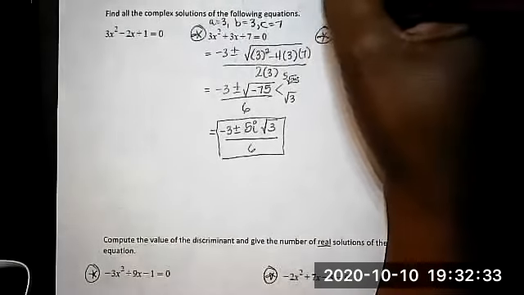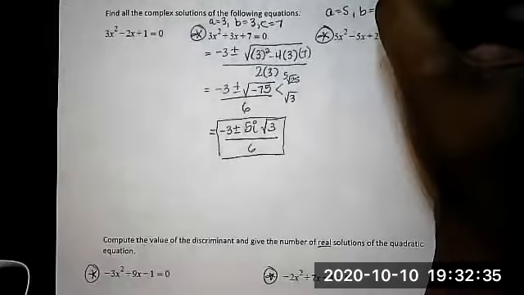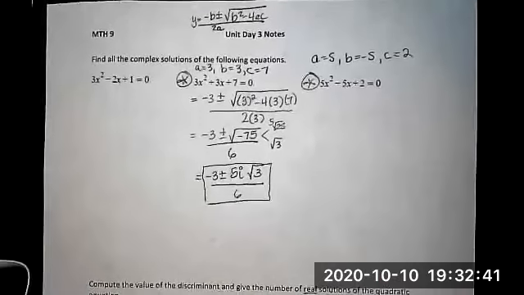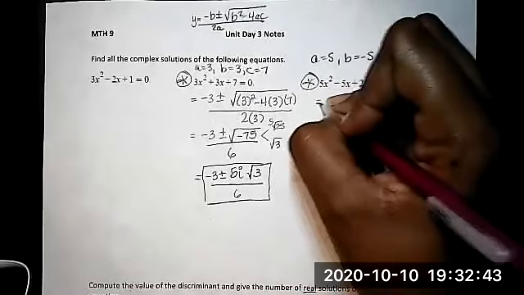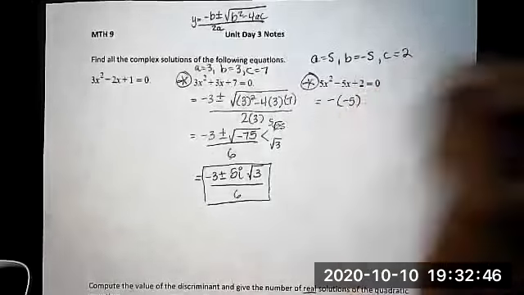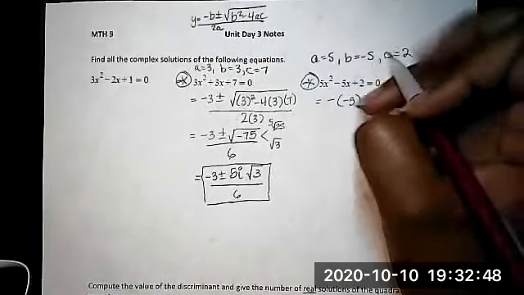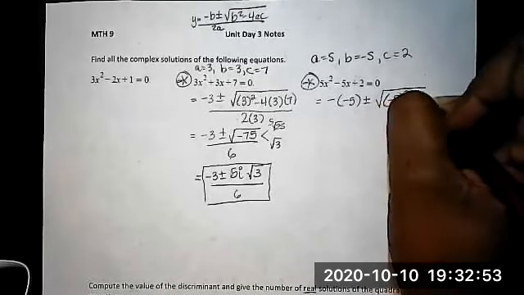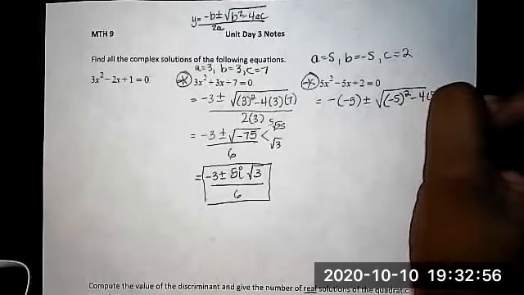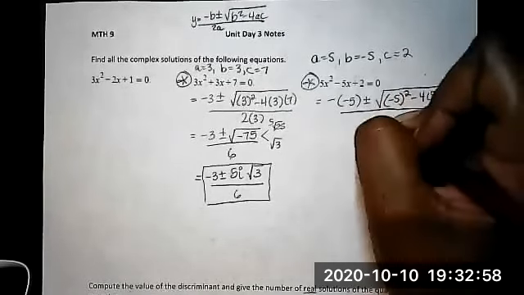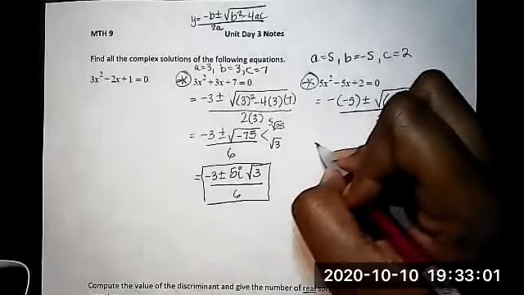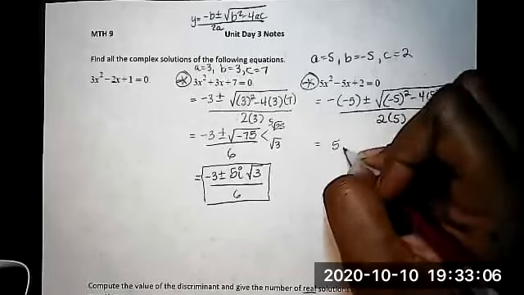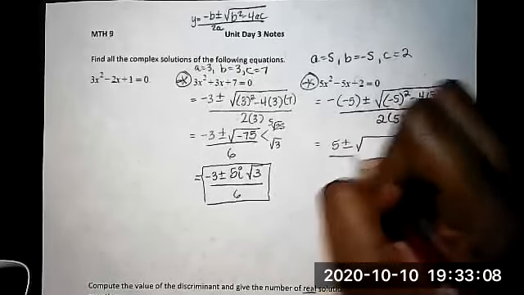A here is 5, B is negative 5, C is 2. So using our quadratic formula, negative 5, because it's negative B and B is negative 5, plus or minus the square root of negative 5 squared minus 4 times 5 times 2, all over 2 times 5. So this is actually going to be what? Positive 5, because 2 negatives become positive, plus or minus square root of something over 10.